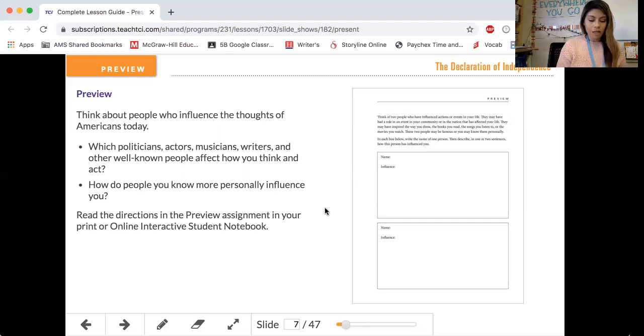So in each box below, you are going to write the name of the one person, then describe in 1 or 2 sentences how this person has influenced you. Maybe they inspire you to be more faithful, or they inspire you to be the best you can be at soccer. So just go ahead and take a moment to think about that and fill in those 2 boxes, and press play when you are ready to continue with the video.